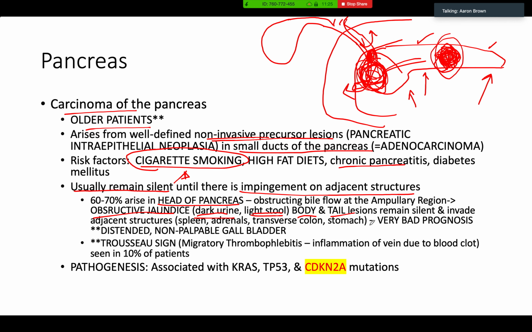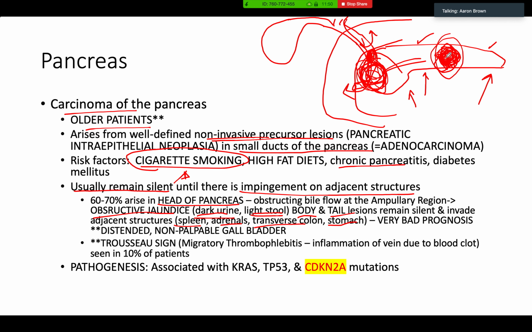It's going to start invading some of these local structures, the spleen, adrenal glands, transverse colon, stomach, inferior vena cava, aorta, celiac trunk, right? All of these local structures are going to get involved. And then when you do a CT scan, you're going to see a tumor that starts in the pancreas and it has its fingers growing into every single organ around it.